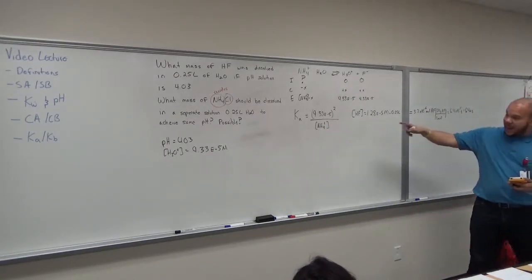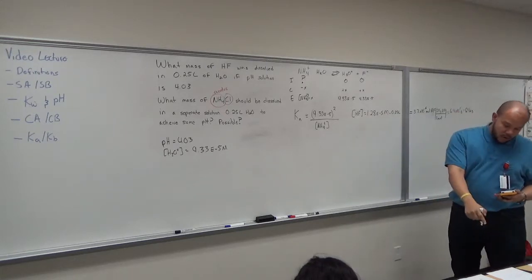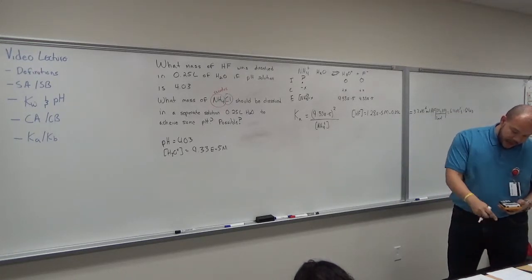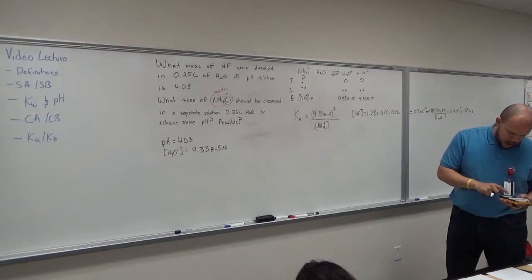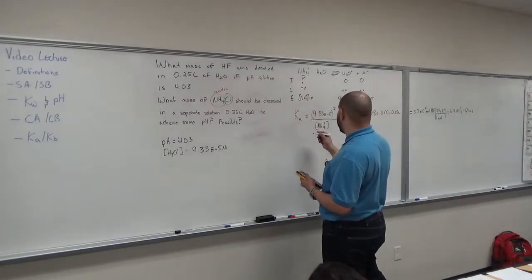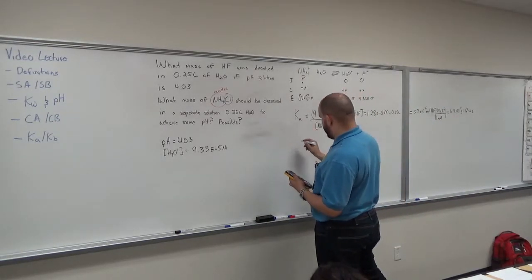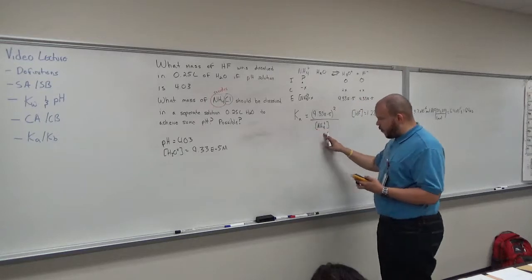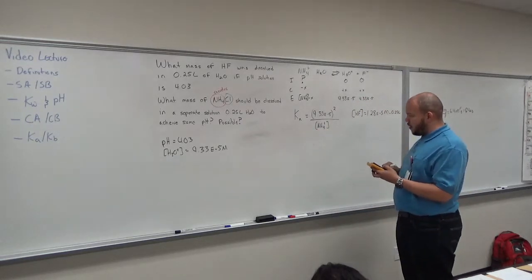So now to get the Ka for this, we have to go to the Kb for ammonia, and 1e to the negative 14 divided by 1.8e to the negative 5. So 5.5e to the negative 10 here. So our Ka for NH4 plus is 5.5e to the negative 10.